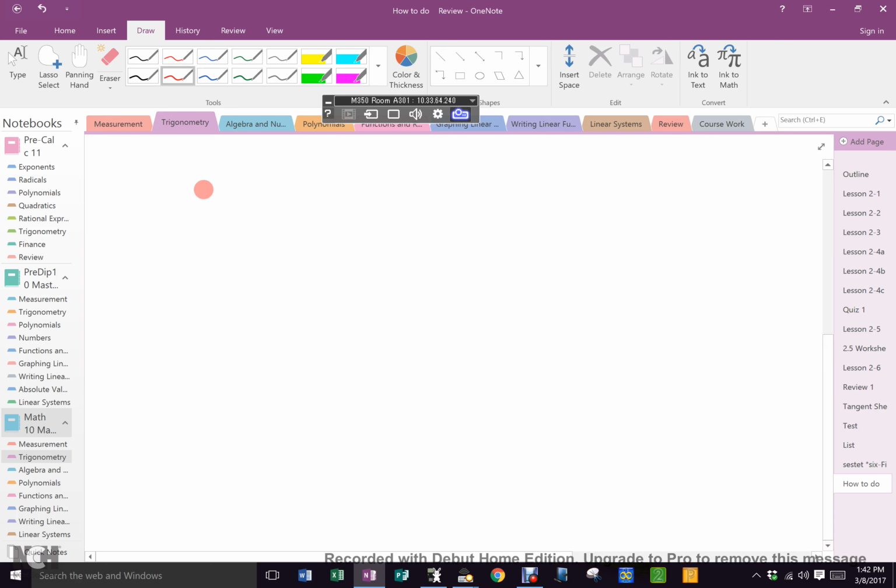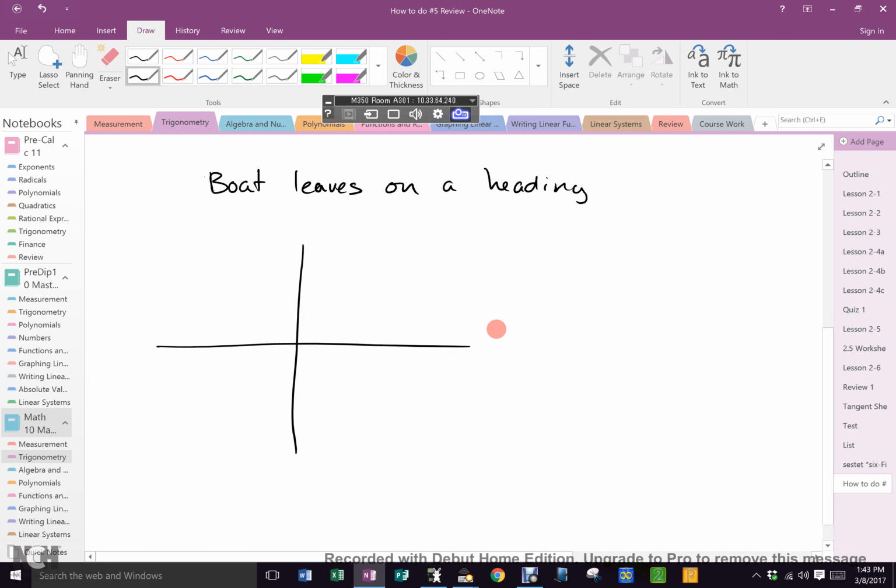Number 8 talks about this. A boat leaves on a heading. Okay? This is what heading means. And this will also help with number 5. You guys have heard this before. You've seen movies, right? They talk about headings and bearings and things like that. This is what this means. It's direction.